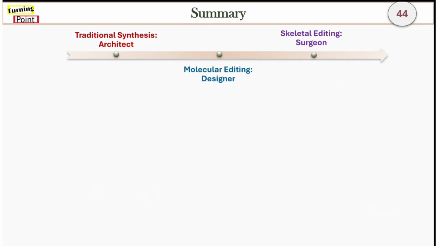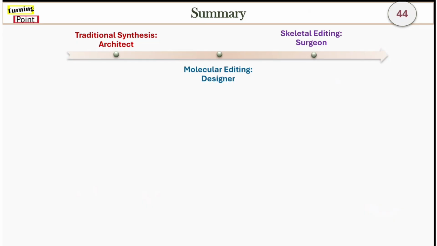So up to this, we have seen that in our old era, we were like architects. After that, another era, the molecular editing era, came, in which we chemists became designers and started directly modifying our existing molecules. Then now the skeletal editing era has come, where we chemists became surgeons.